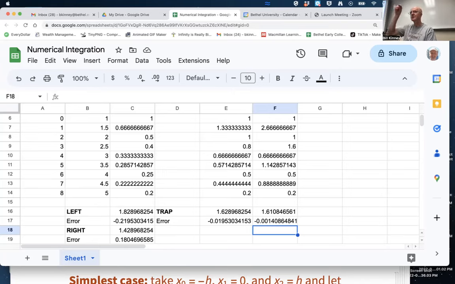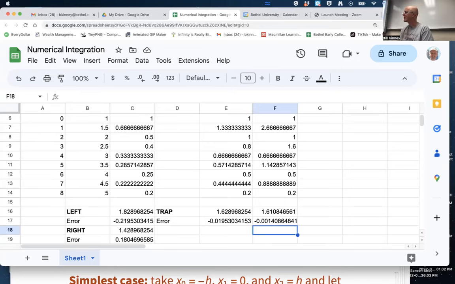X to the negative 1 has a derivative of negative 1, x to the negative 2. Negative x to the negative 2 has a derivative of positive 2x to the negative 3. The sign in front keeps alternating. So we have a positive second derivative, which leads to a negative error with Simpson's rule.